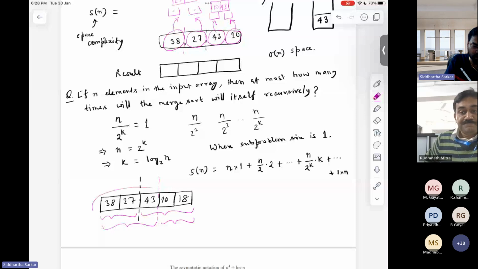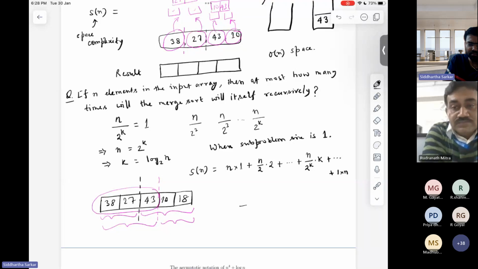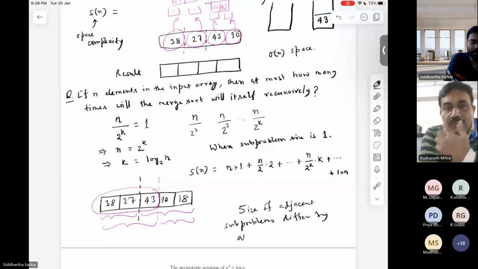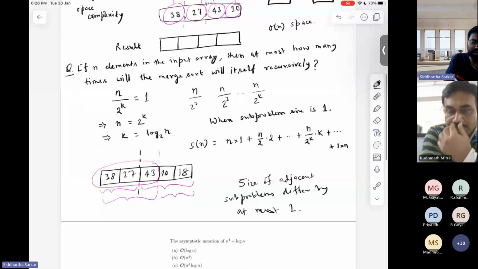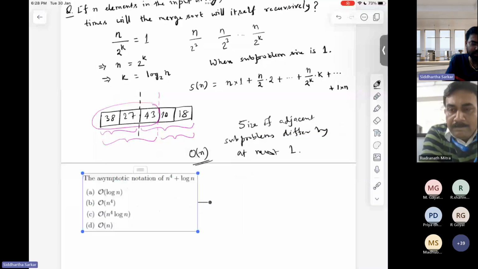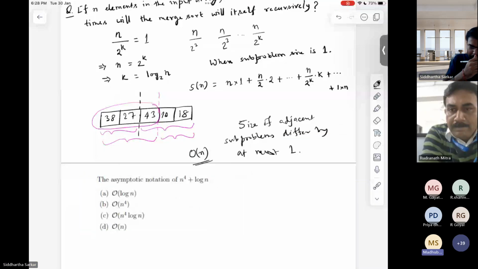For another odd size, we'll have these two different sizes of subproblem. But since the subproblem sizes only differ by 1, the size of adjacent subproblems differ by at most 1. So asymptotically, we will end up using order n space only. Does that make sense? Yeah, thank you.